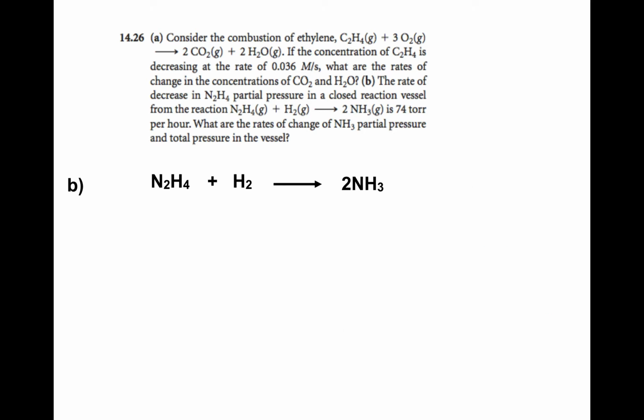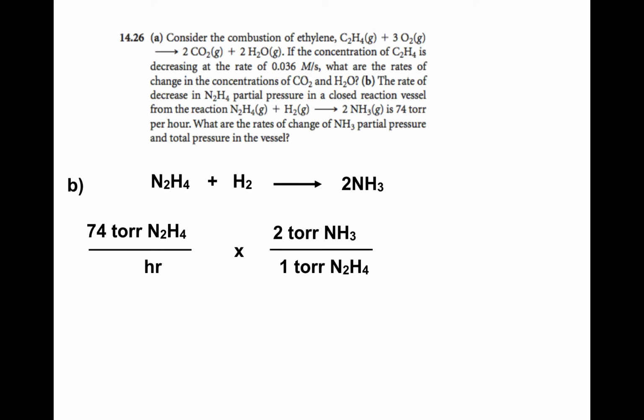All right, so according to the balanced equation, for every 1 mole of N2H4 disappearing, 2 moles of ammonia are appearing. All right, so the rate of the disappearance of N2H4 is half as fast as the appearance of ammonia.